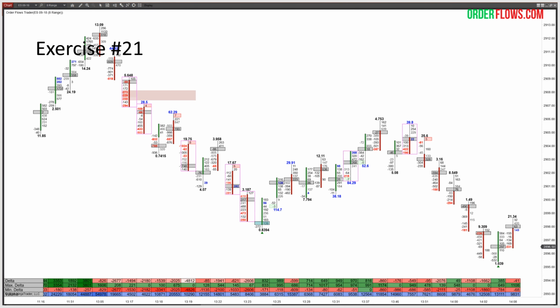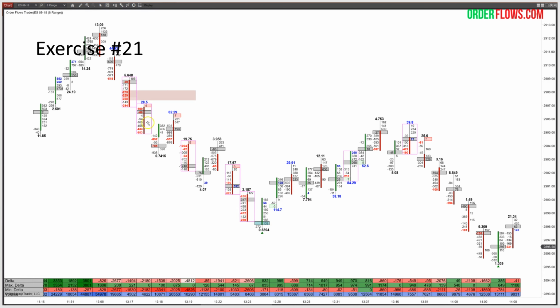Okay, so this is actually the last exercise. This is exercise number 21. What do you see? This is actually a delta footprint chart. So before, as I said, don't necessarily watch the price action, watch the deltas, but this is a delta footprint chart, so this one you should be looking at the main chart.